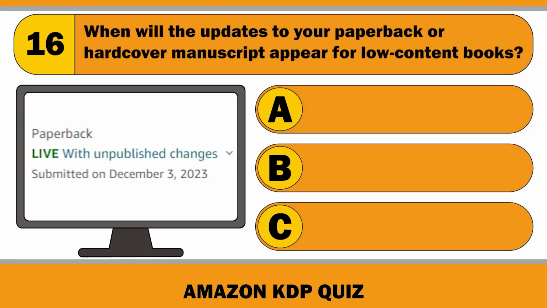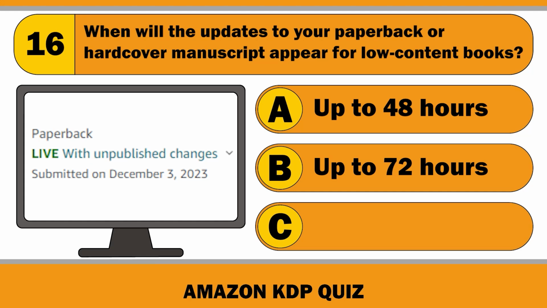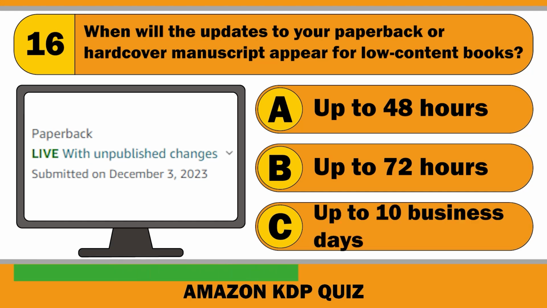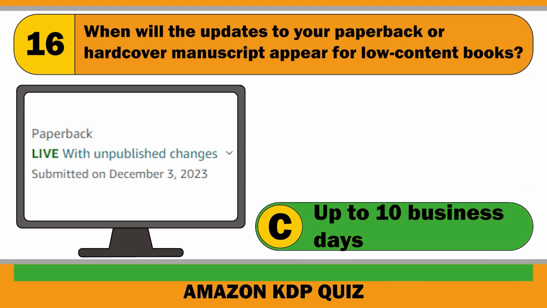When will the updates to your paperback or hardcover manuscript appear for low-content books? Will they appear up to 48 hours, up to 72 hours, or up to 10 business days? The answer is up to 10 business days for low-content books, but for other books, it is up to 72 hours.